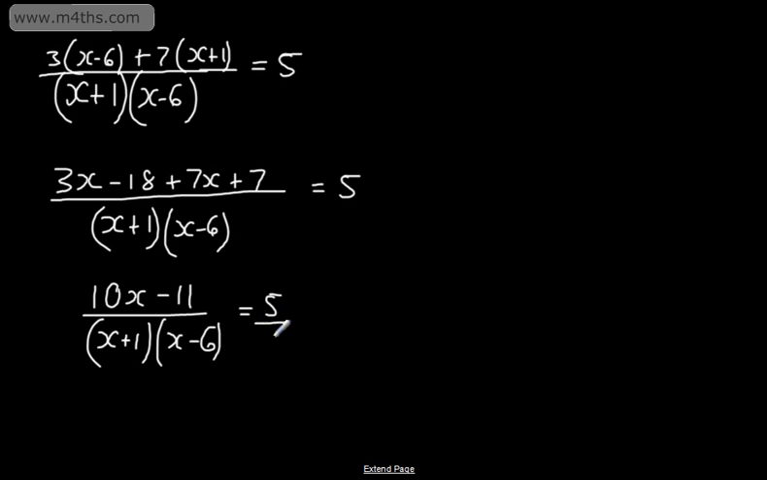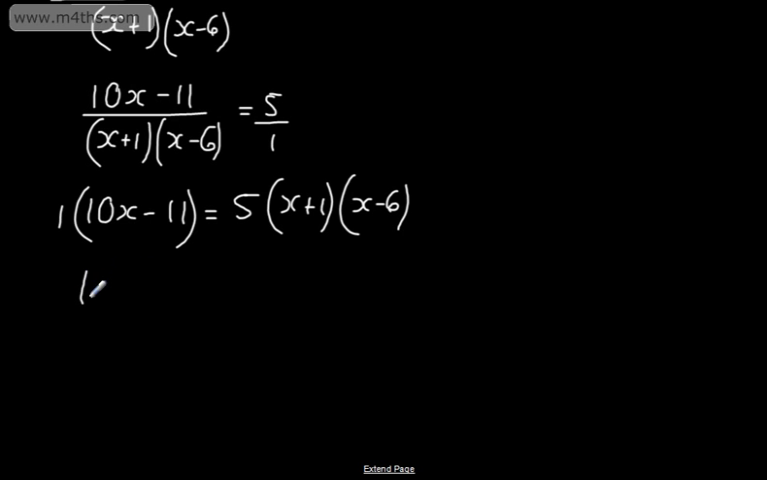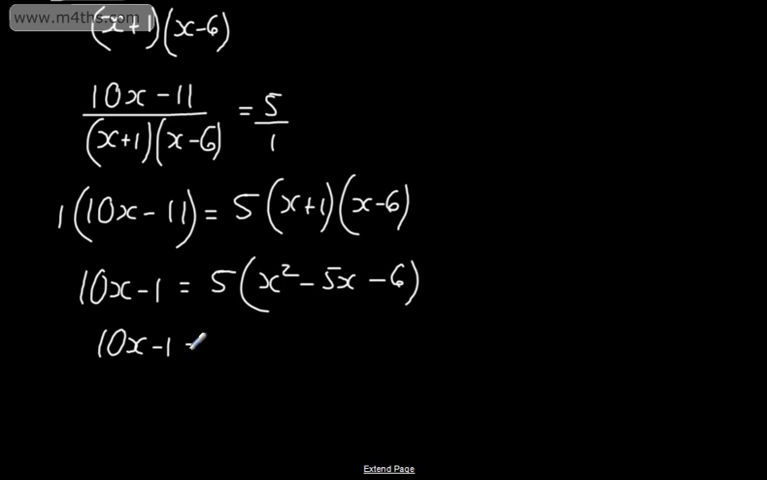So multiplying both sides by 1 and both sides by the x plus 1, x minus 6, we've got now 10x minus 11 is going to be equal to the quantity 5 lots of x plus 1 multiplied by the x minus 6. Hopefully you can appreciate that that is just doing the same as that because we've just got an integer value. So we've got 10x minus 11 is equal to 5 lots of x squared minus 6x plus 1x, which is minus 5x, and then we can have minus 6. So we've got now 10x minus 11 is equal to 5x squared minus 25x minus 30.